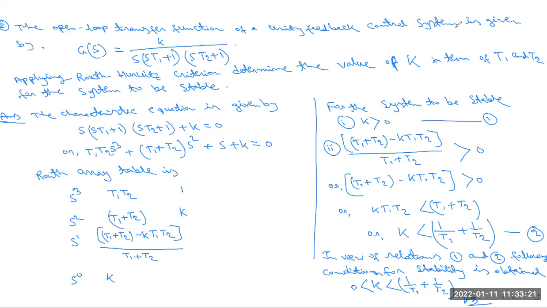So here you can see, this is basically the open loop transfer function you have to be given. We have to apply the Routh criteria, and then you have to determine the value of K in terms of T1 and T2. So these are the required calculations.